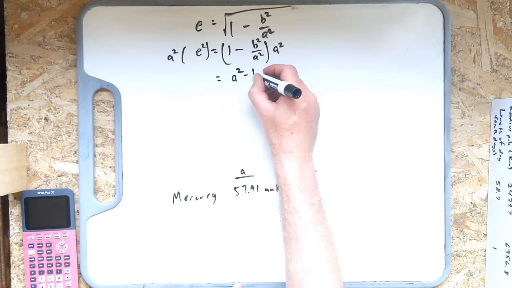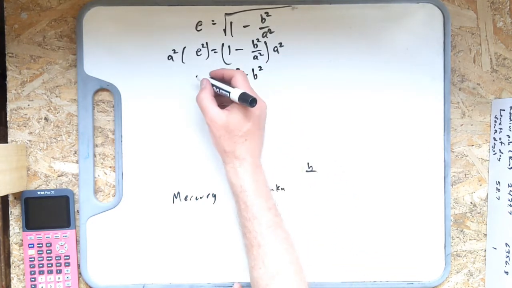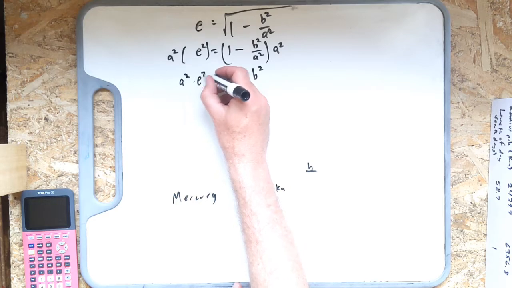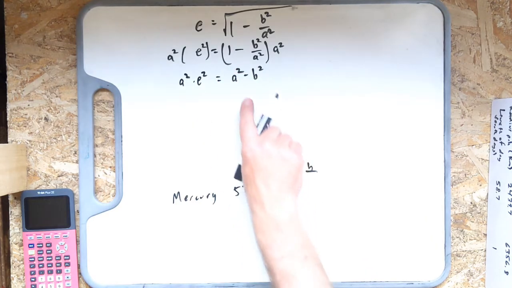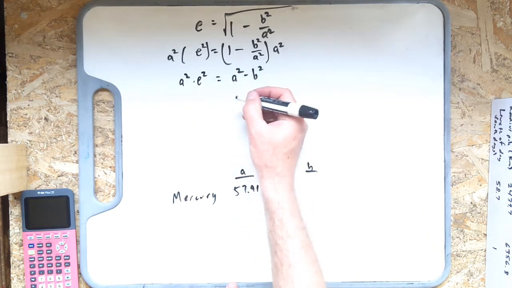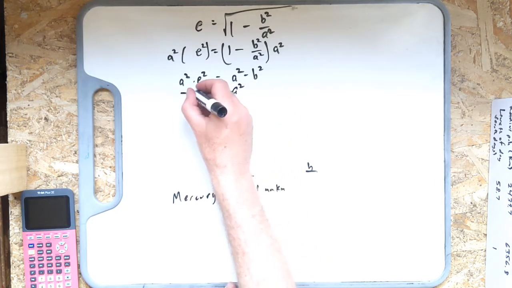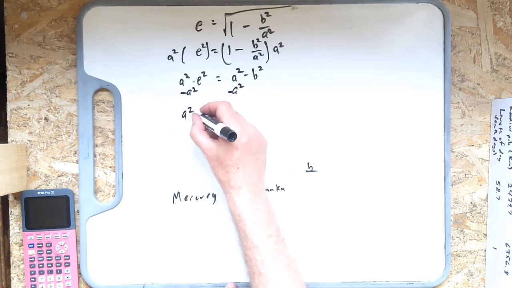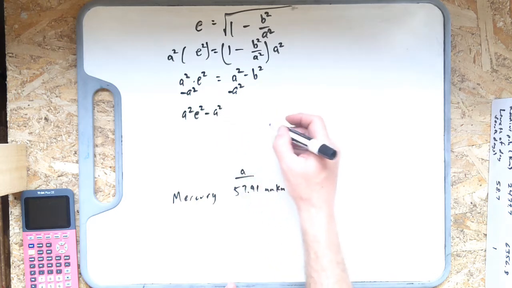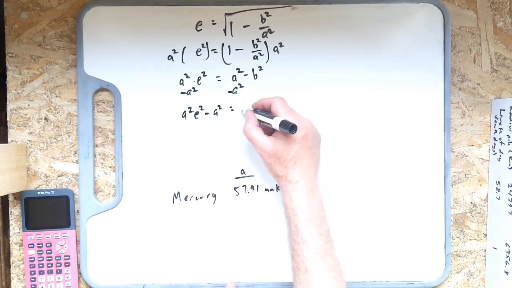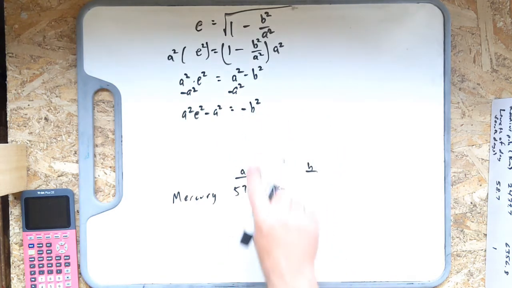This becomes a squared minus b squared, and this side becomes a squared times e squared. We're almost there. Now we just have to subtract a squared from both sides. And you get a squared e squared minus a squared equals negative b squared. Now I'm going to get rid of the negative sign.